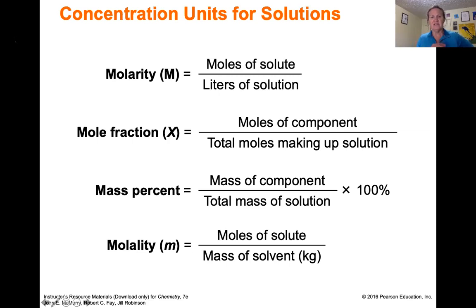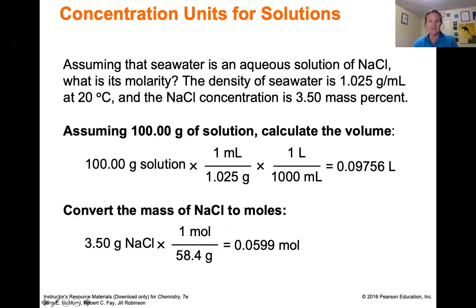And so these are just different ways which will be appropriate depending on what kind of problem you're trying to solve, different ways to represent how concentrated a solution is. And so this just works through a quick example. If we have seawater, it's an aqueous solution of sodium chloride. And we want to know what its molarity is. So aqueous means that the solvent is water.